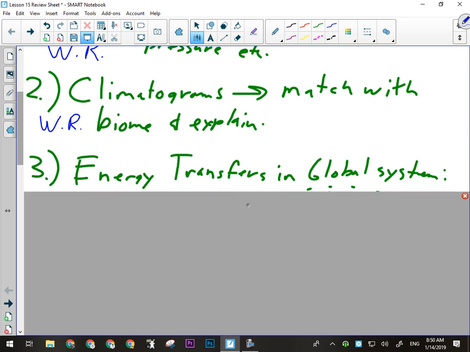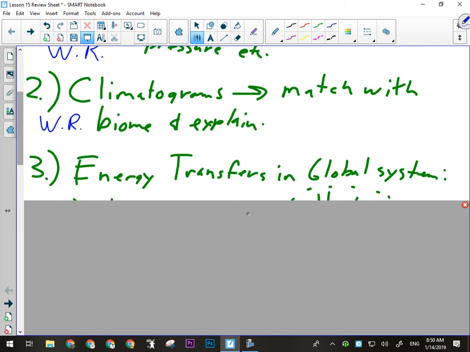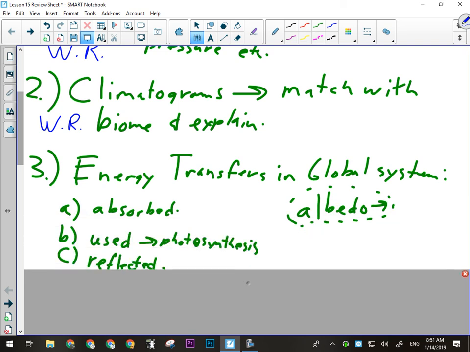Okay, and then we talked about energy transfers in global systems. This is actually one of the bigger lessons in terms of the stuff that's on it having connections to everything else in the unit. So there's going to be several written response items asking you to apply your knowledge of heat transfer based on this lesson.